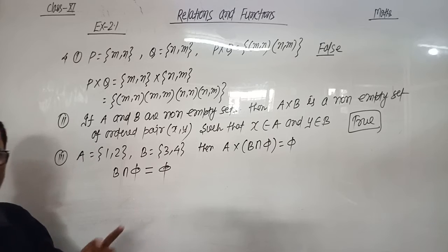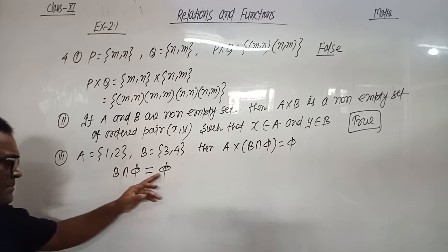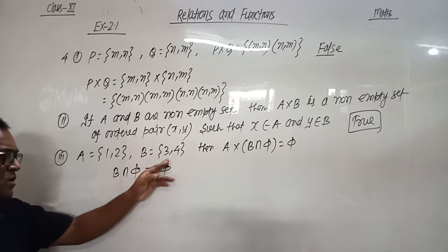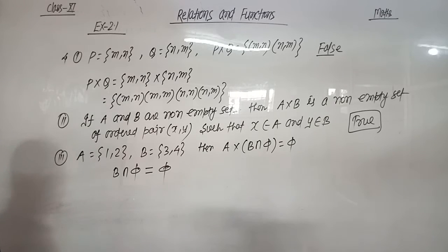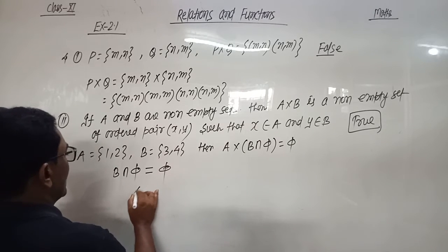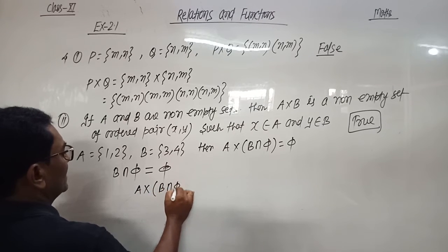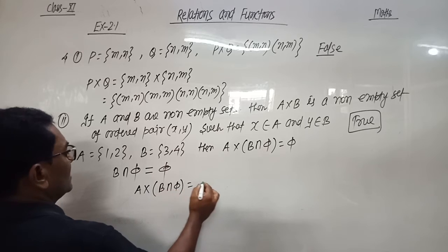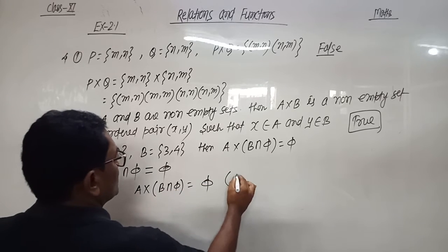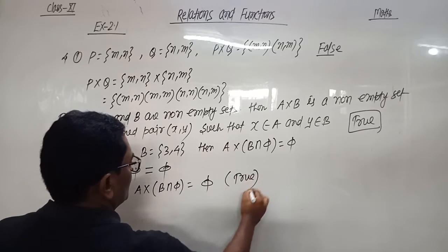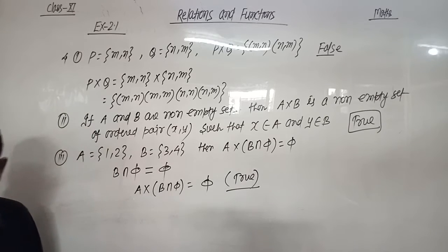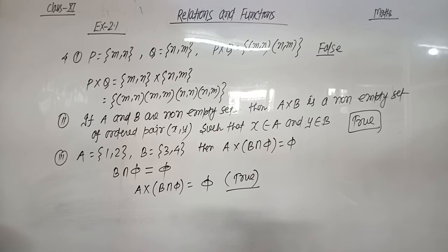Nothing is common, because phi is the empty set and B is a non-empty set, so in both nothing is common. So B intersection phi equals phi, and when phi is multiplied by A, you will get the result phi. So this statement is true. So the first statement is false, and the second and third statements are true.